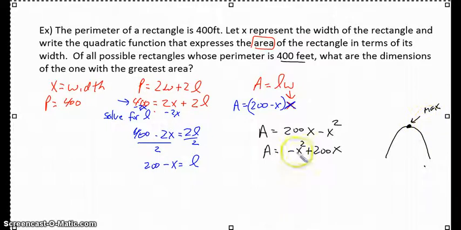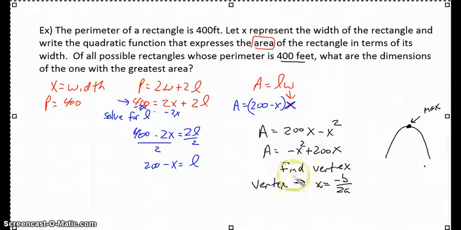So all I really need to do from here is find the vertex. If I can find the vertex, then that will help give me my values for x and y, which are really my length and my width. There's a couple of different ways you can find the vertex. The easiest way to find the vertex when it's in expanded form is to use the vertex formula, which is x equals negative b over 2 times a.